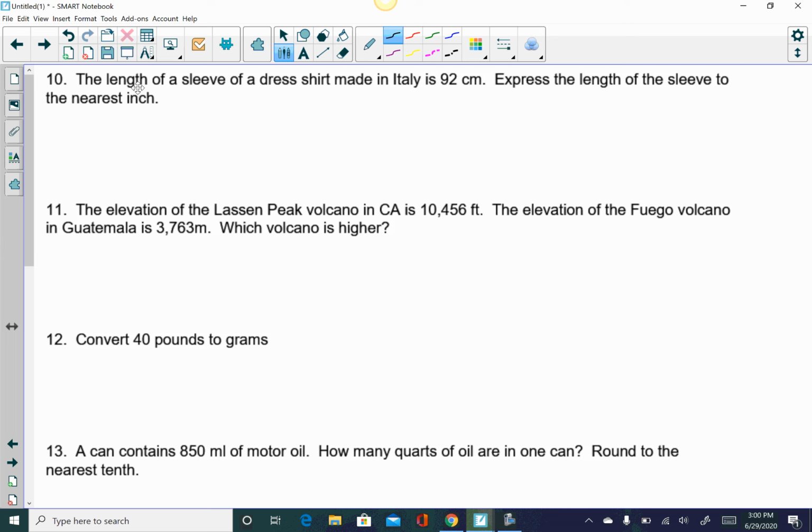Here they're telling us that the length of the sleeve of a dress shirt made in Italy is 92 centimeters. They want us to express that length to the nearest inch. So essentially they want us to convert these 92 centimeters to inches.